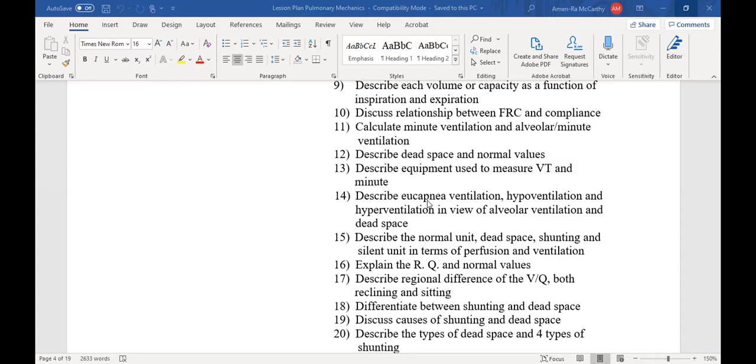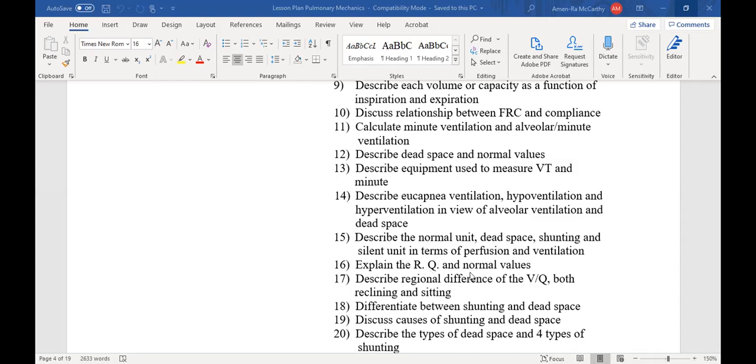Okay? So describe normal CO2 ventilation, hypoventilation, hyperventilation, right? Same thing as say hypocapnia or hypercapnia, okay? All those are the same. In view of alveolar ventilation and dead space, then you're going to describe the normal unit, dead space unit, shunting unit, and silent unit in terms of perfusion and ventilation. Remember, I showed you that on the board. We're going to learn it in depth today, in this section.